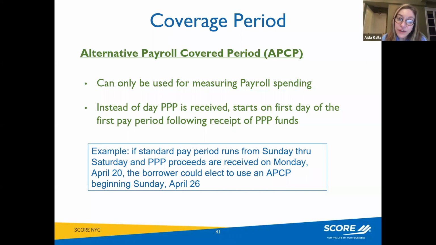All right, now there's an alternative payroll covered period, which is only applying to payroll. So as I go through all this, when we talk about the choice, this choice only applies to payroll spending. Instead of the period starting on the day that you actually receive the money, it can start on your next payroll date. If you have biweekly or monthly payroll dates, you can actually wait for the meter to start running. So as an example, if you receive it on Monday the 20th, but you decide to use APCP and you have a payroll week that starts from Sunday through Saturday, you can actually begin that period on April 26th.